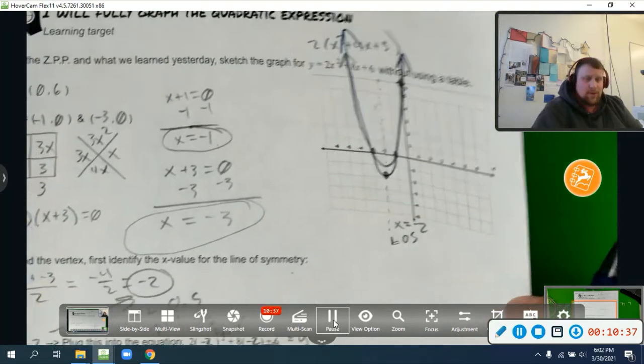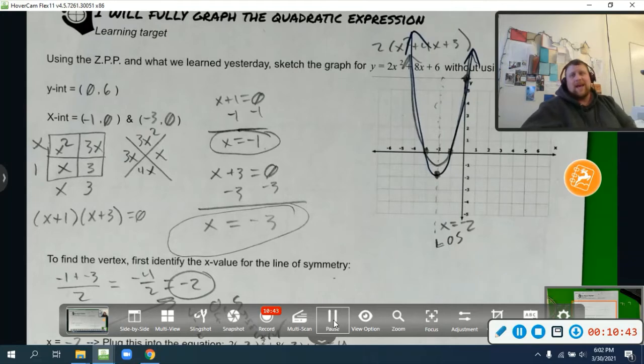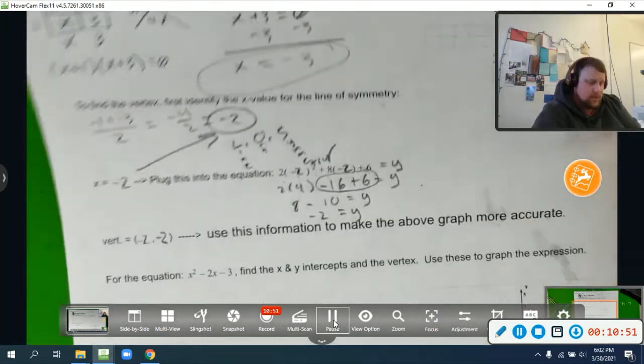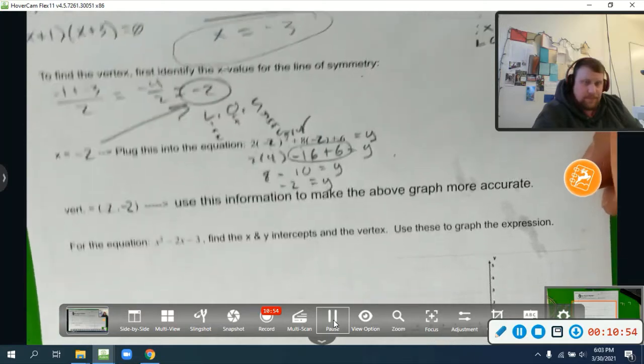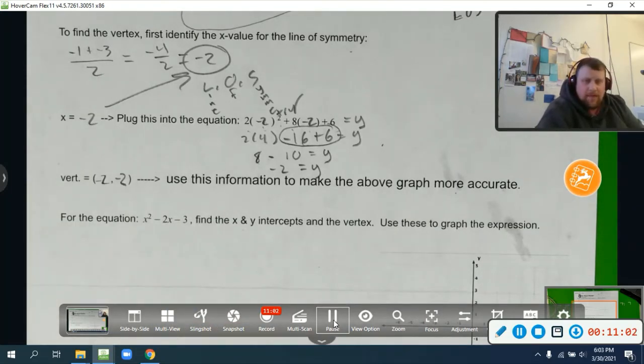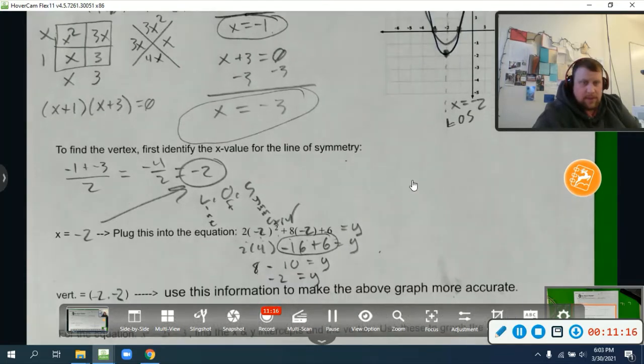So guys, this is great stuff right here. We're taking what we learned yesterday with the zero product property. We're mixing that with what we now know with the vertex, and we're making a fairly accurate graph of quadratic equations and expressions. So look down here. I want you guys to look at the quadratic expression right here, this x² minus 2x minus 3. I want you to take a minute, find the x and y intercepts, do everything we did above, and then find the vertex and use these to graph the expression. I'm going to go ahead and pause it on my end. Let me go ahead and first, I always forget I can actually drag this up instead of just moving my paper up.